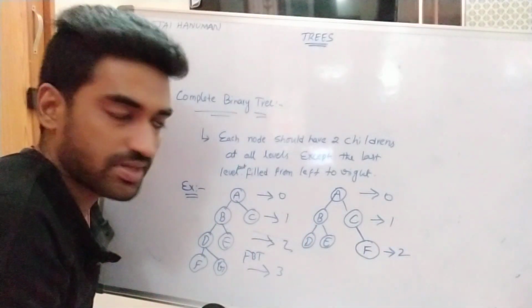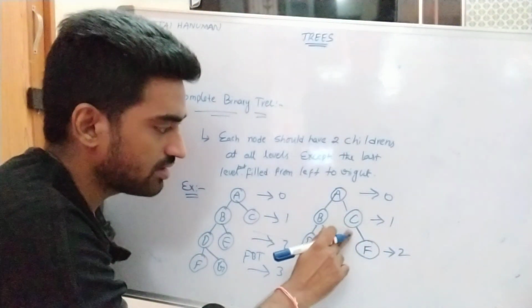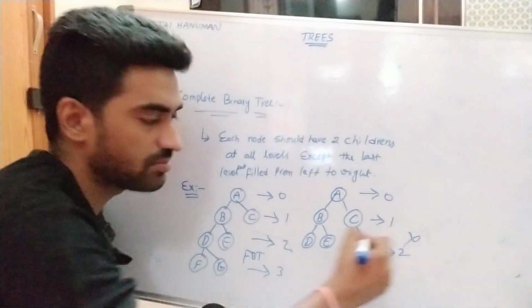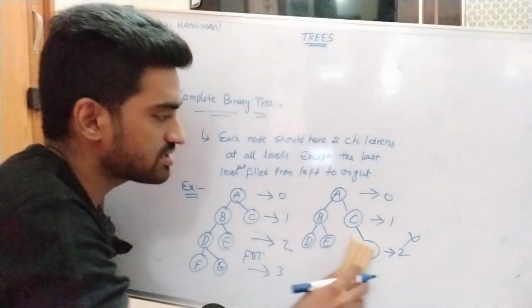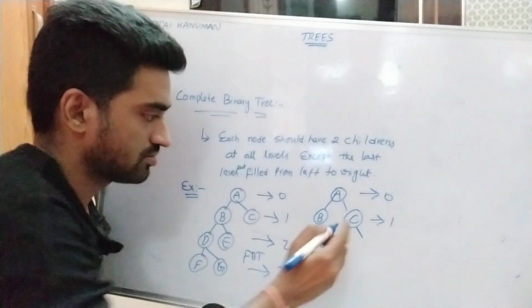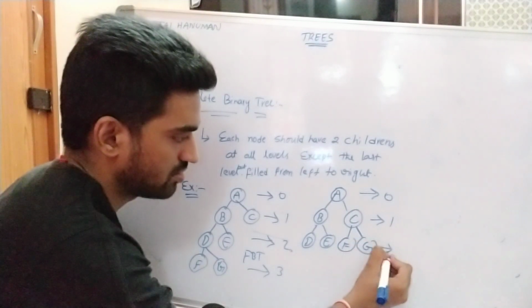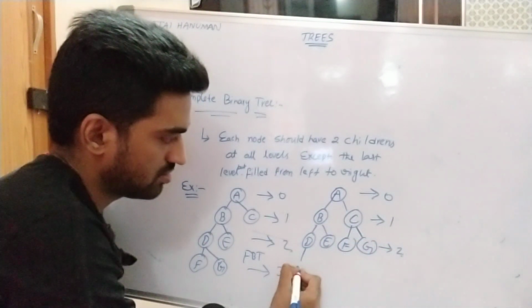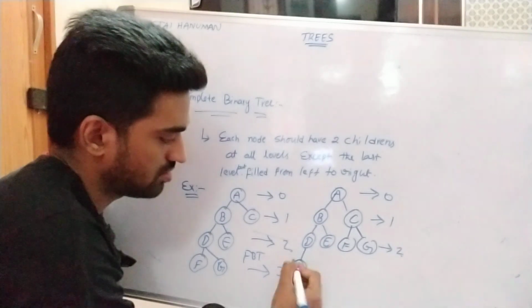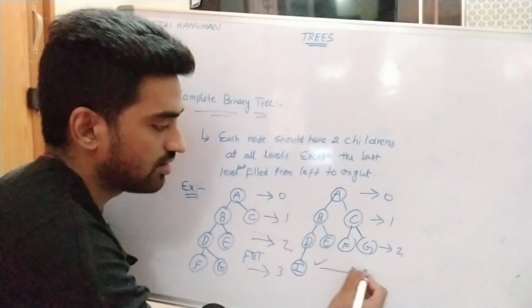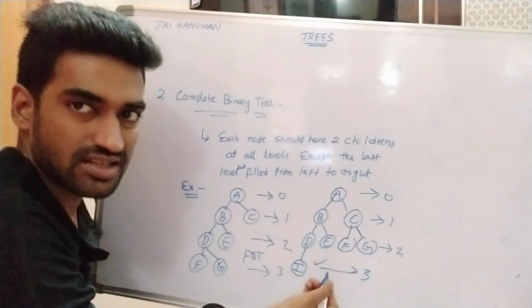This is not a complete binary tree. Why? Because here we have not filled the left children. So that's why this is not a complete binary tree. Or suppose I am considering this, this is a complete binary tree. The last level does not contain any children.